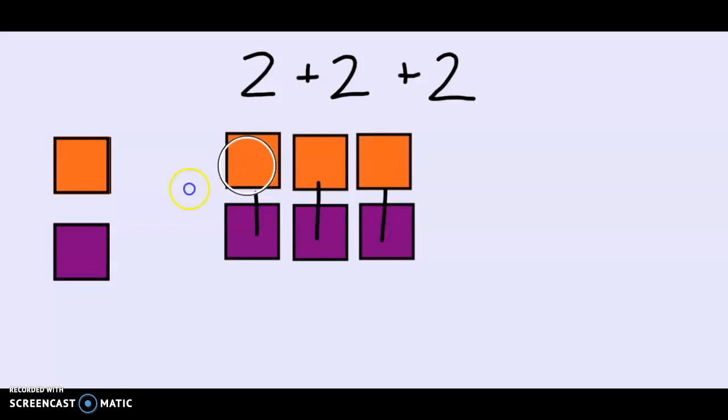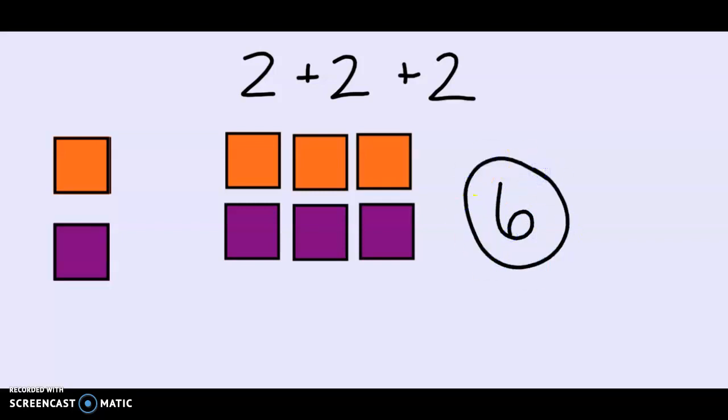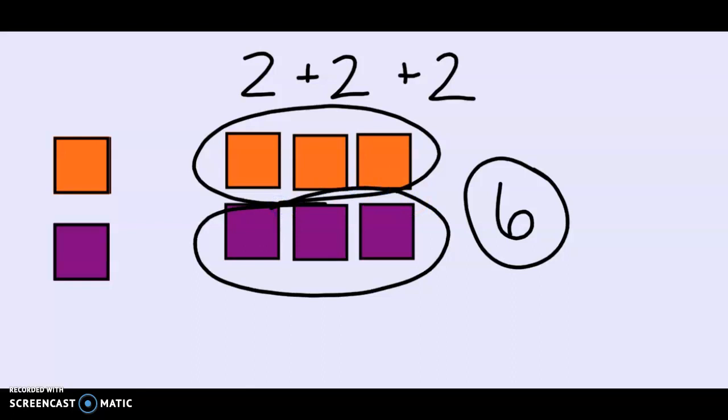Second grade, can you help me out? What is 2 plus 2 plus 2? 6. You are right. This is 6. Now, did you notice that my top blocks were orange and my bottom blocks were purple? We can say that the top half is orange and the bottom half is purple because my blocks are split perfectly in the middle. Half on the top are orange. Half on the bottom are purple.